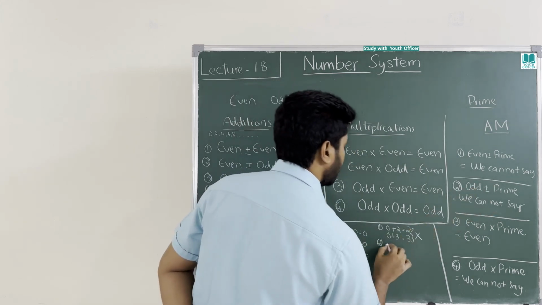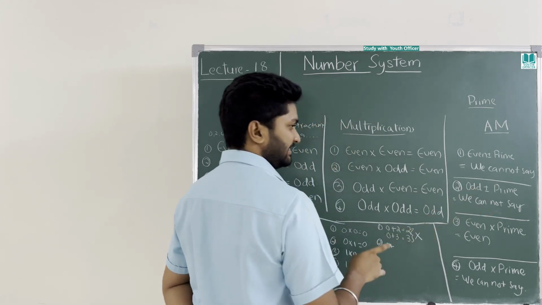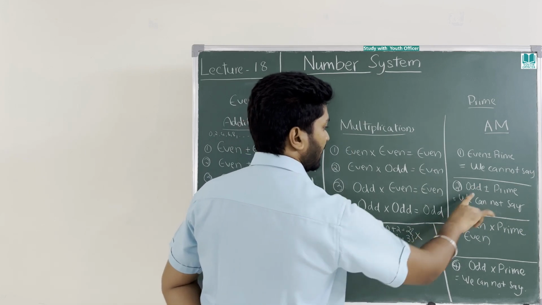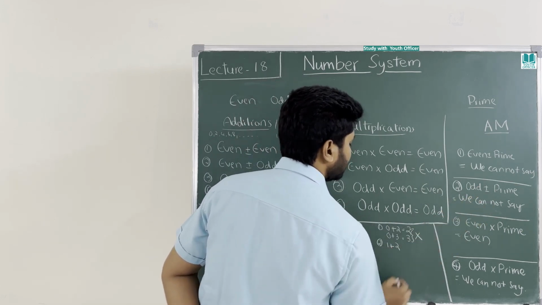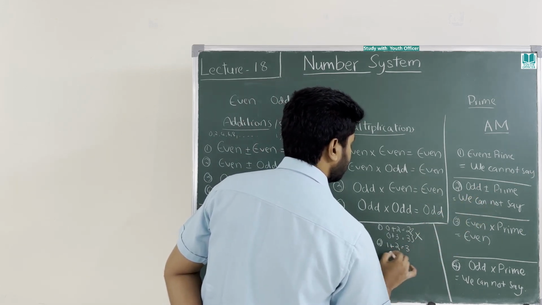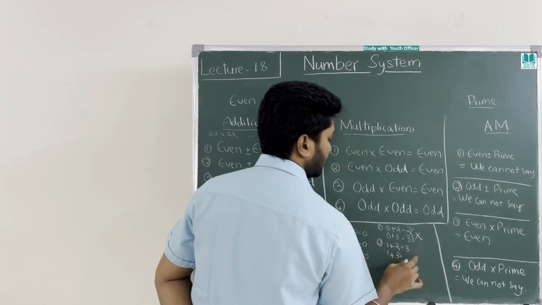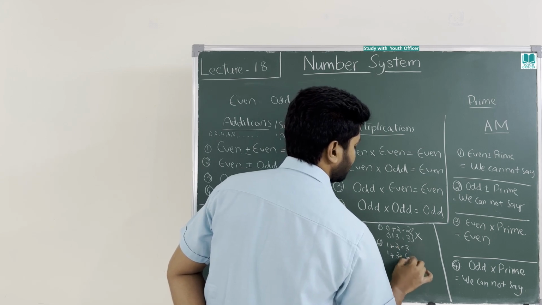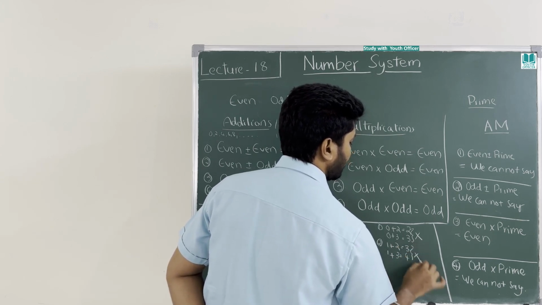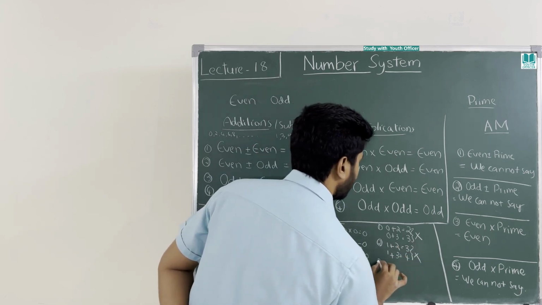Now odd plus prime. Odd is 1, the least odd number, and for prime I'll always take the least. This is 3, so 1 plus the next least, which is 3. Okay, 1 plus 3 is 4. Two different numbers came, so no.